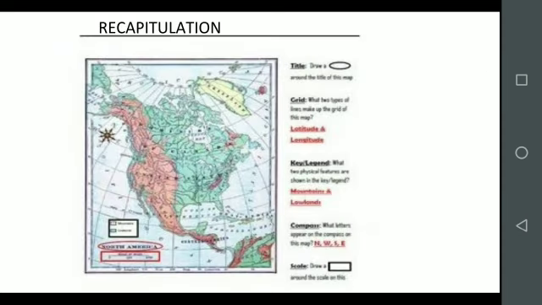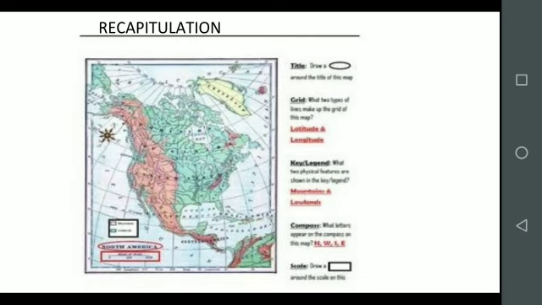So we have come to the end of this lesson, children, and let's have a quick recapitulation of what we have learnt by asking a few questions. Do you see a map here? Yes. The first question is, what is the title of the map? Did you get it? Yes, it is North America.